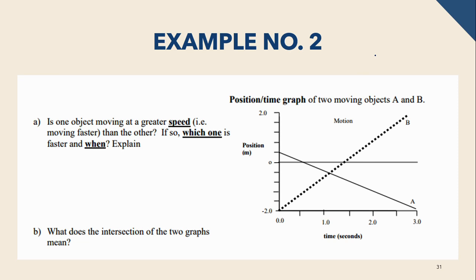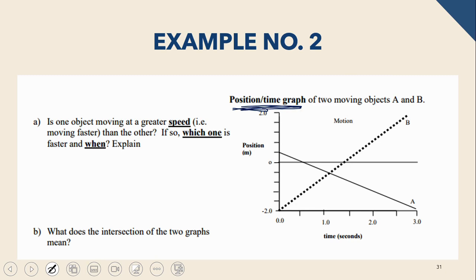Okay, example number 2, part A. Is one object moving at a greater speed, i.e. moving faster than the other? If so, which one is faster and when? Explain. So let's look at this graph over here and make sure you know what type of graph you're dealing with always. This is a position time graph.